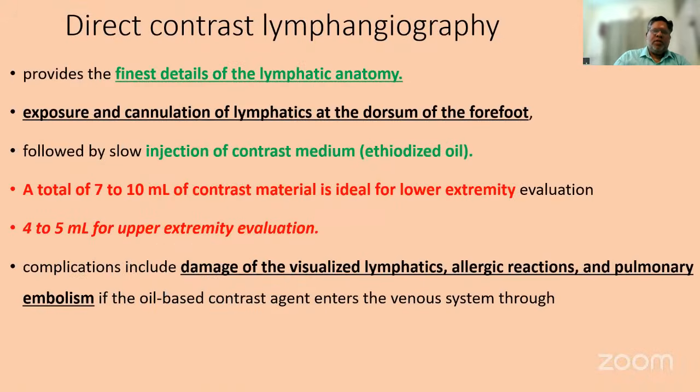Direct contrast lymphangiography is one more test in which the lymphatic anatomy is visualized. Here we have to expose the lymphatics in the dorsum of the foot, cannulate the lymphatics and inject an iodized oil. 7 to 10 ml of contrast is ideal for lower extremity evaluation and 4 to 5 ml for upper extremity evaluation. The complications include damage to the lymphatics, allergic reactions, and pulmonary embolism.